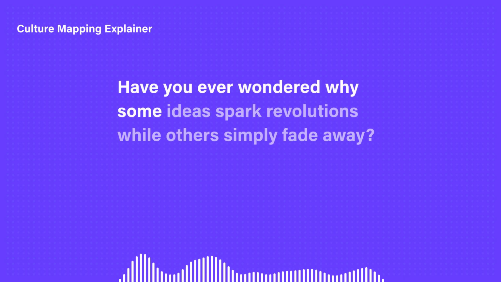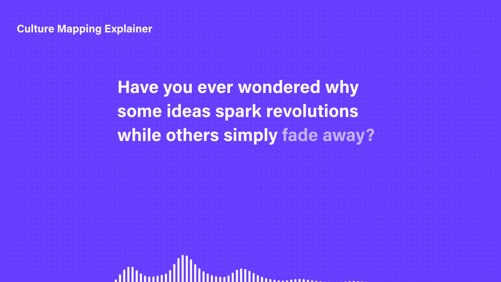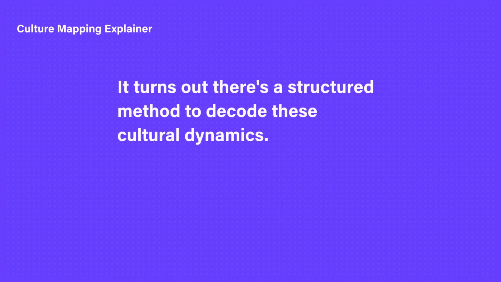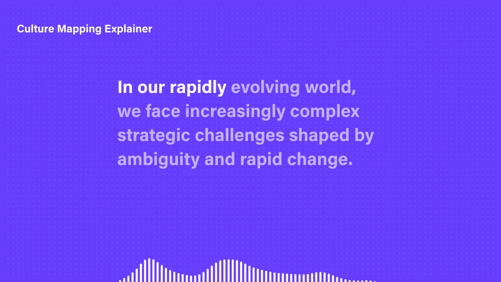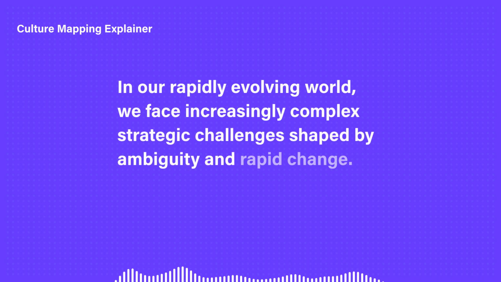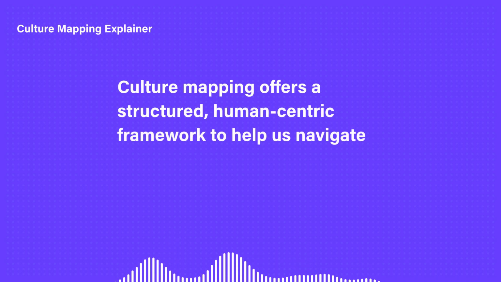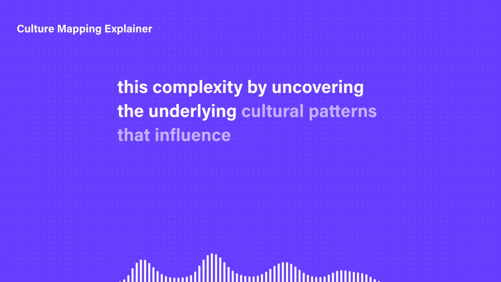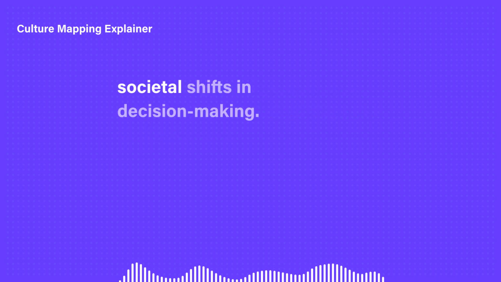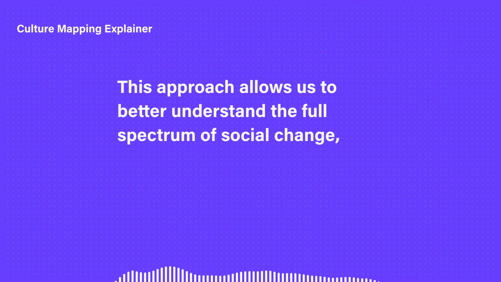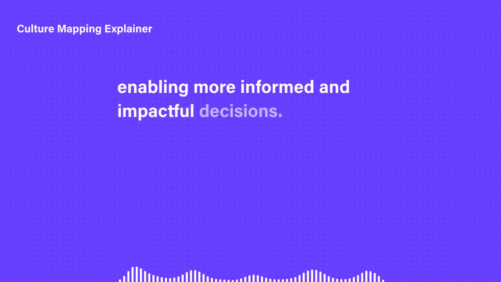Have you ever wondered why some ideas spark revolutions while others simply fade away? It turns out there's a structured method to decode these cultural dynamics: culture mapping. In our rapidly evolving world, we face increasingly complex strategic challenges shaped by ambiguity and rapid change. Culture mapping offers a structured, human-centric framework to help us navigate this complexity by uncovering the underlying cultural patterns that influence societal shifts in decision-making. This approach allows us to better understand the full spectrum of social change, enabling more informed and impactful decisions.